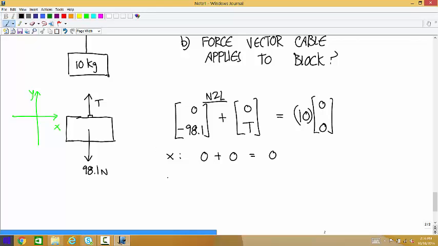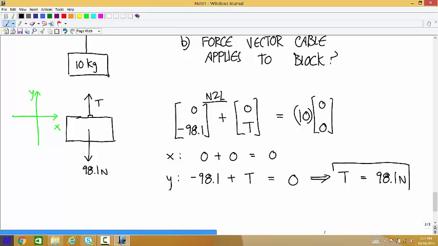But then the second equation is the useful one. It says negative 98.1 plus T is equal to 0. And that's just an algebraic equation we can use to solve for T. We get that T is equal to, add 98.1 to both sides. T is equal to 98.1 newtons.